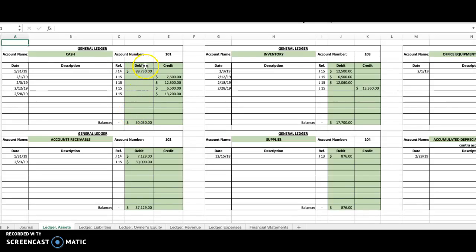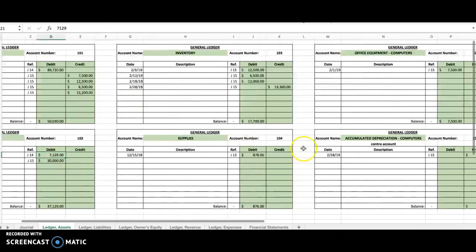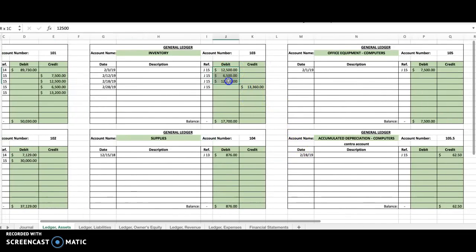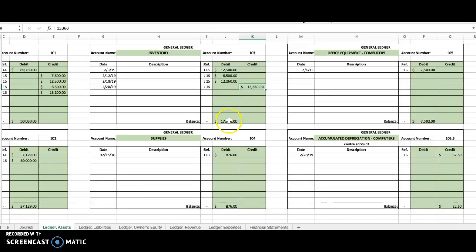You see cash had a beginning balance, and these are from the entries we just looked at, leaving a debit balance of $50,030. Accounts receivable, we have customers that owe us money, not only from this month, that $30,000 that they charged, but from previous months as well. Inventory, we bought inventory 3 different times, and then we figure the cost of the goods that we sold, leaving us with a debit balance in inventory of $17,700.